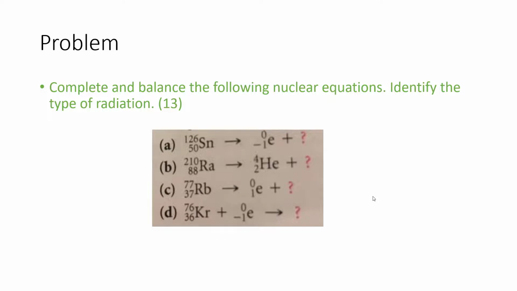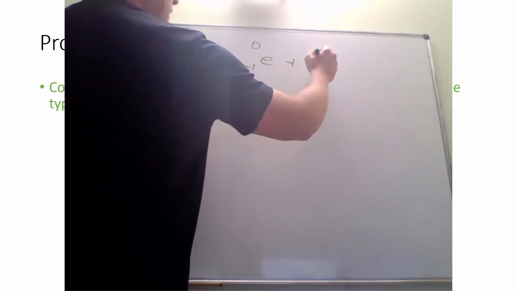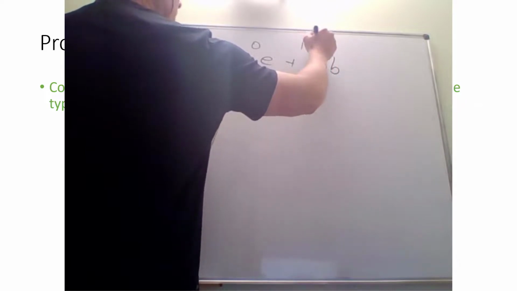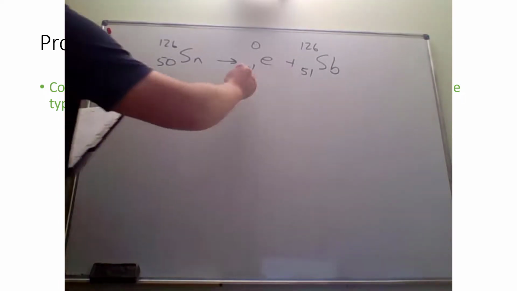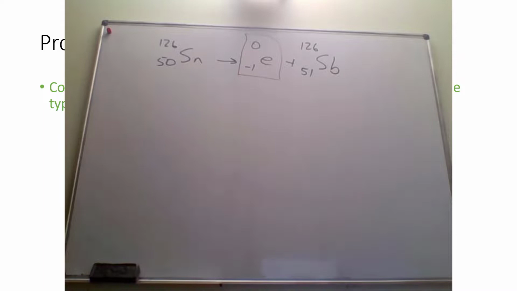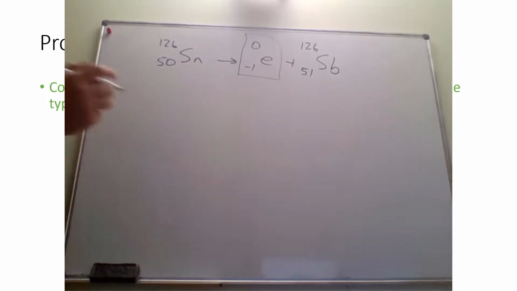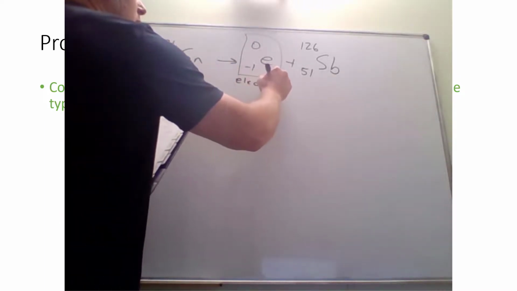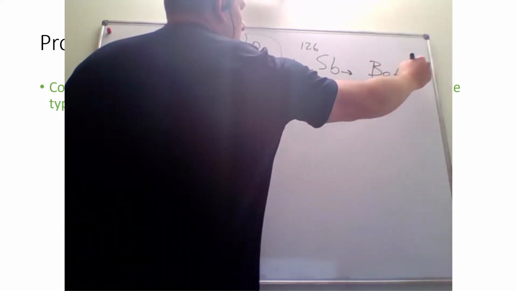So we have our decay of tin, Sn-126, going to an e with a 0 and a minus 1, plus Sb, which is antimony, 126, 51. Okay, so what we note here is that we have this particle as a product, and we need to identify what this particle is. It's an e with a 0 mass and a minus 1, so this is actually an electron. So it is an electron as a product.